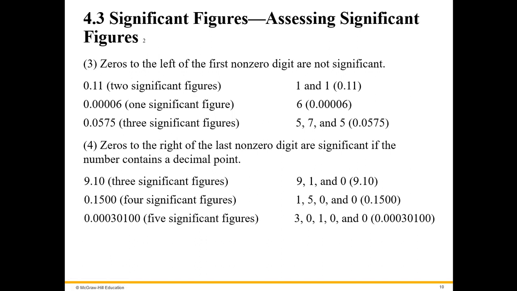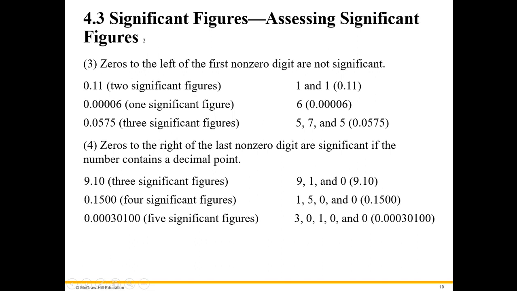This is the decimal point. Okay, let's read the rule. Zeros to the left of the first non-zero digit are not significant. This is the first non-zero digit. This is the first non-zero digit. This is the first non-zero digit.